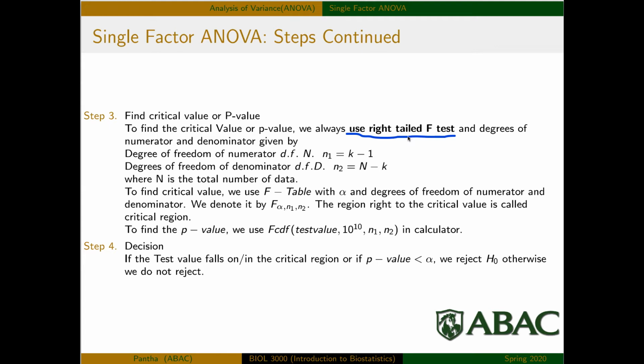Chi-square goodness of fit test, and we had homogeneity of the proportion. All those tests used the right tail, right? But here we use the right tail F test. Okay, there is an F table available. I will show you that.